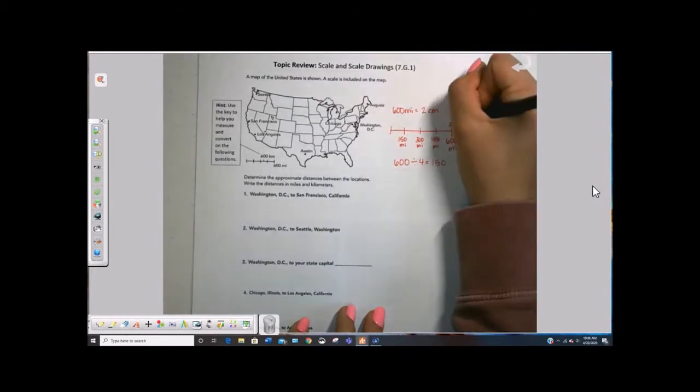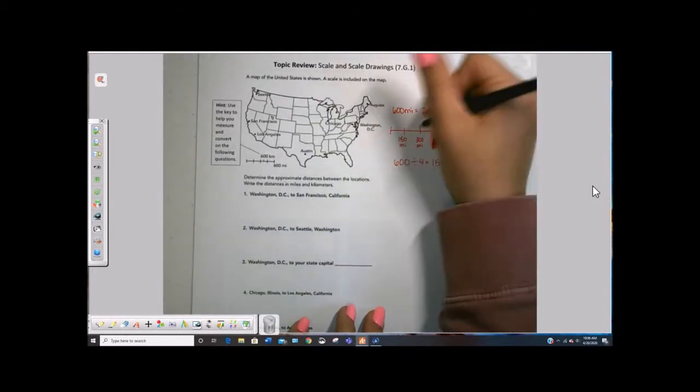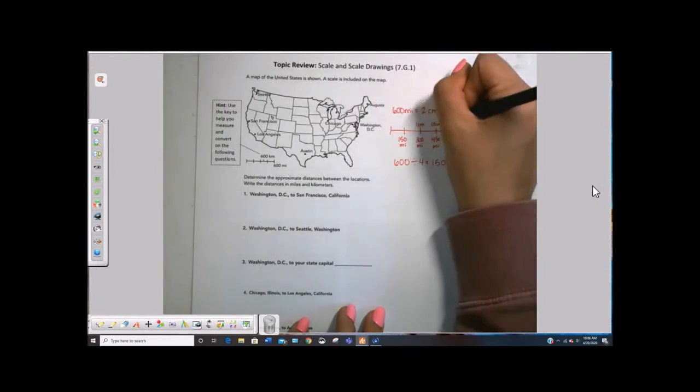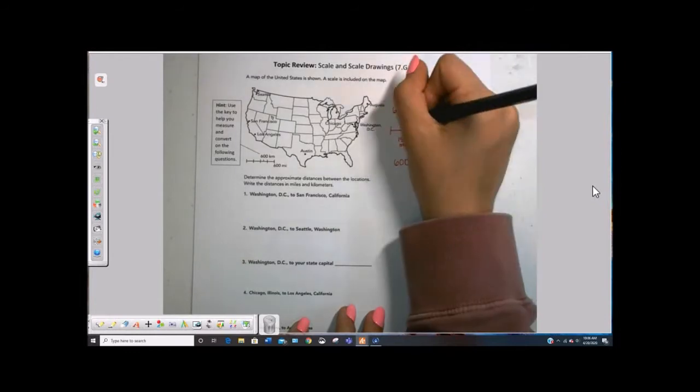And we know that 600 miles is 2 centimeters. So that means 300 miles is 1 centimeter. And then in between is just a half. So 1.5 centimeters is 450 miles, and half a centimeter is 150 miles.